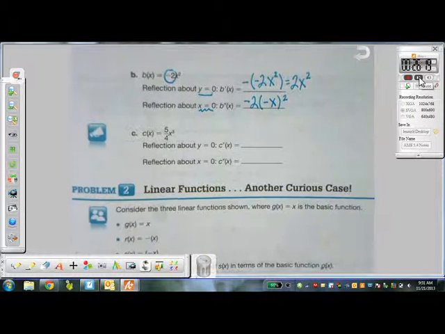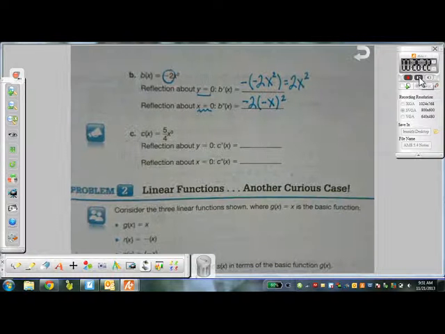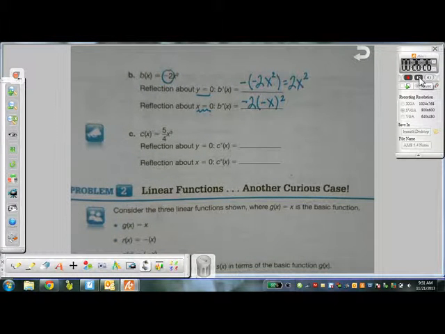Right? It's just the x that becomes negative. So you just put parentheses around the x and make it negative. Just like when we were adding or subtracting, you put parentheses around the x and then you change it. Now, we could actually do this, right?